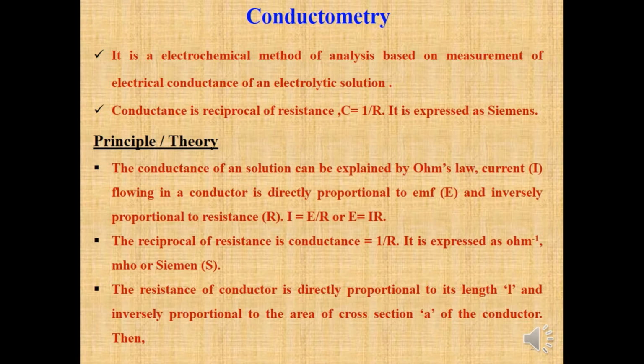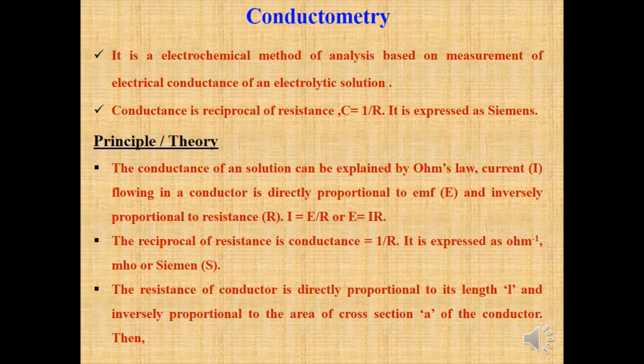Next, I will be discussing the principle of conductometry. The conductance of the solution can be explained by Ohm's law. Current I flowing in a conductor is directly proportional to the EMF E and inversely proportional to the resistance R. I equal to E by R or E equal to IR. The reciprocal of resistance is the conductance, which is given by 1 by R. It is expressed as ohm inverse or mho or Siemens.